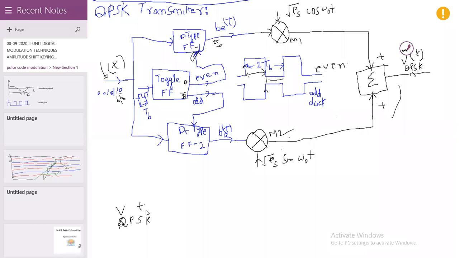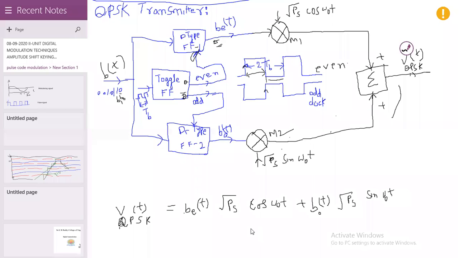QPSK of t equals root of Ps times b e of t times cos omega naught t, plus b naught of t times root of Ps sin omega naught t. So this is the equation for QPSK.